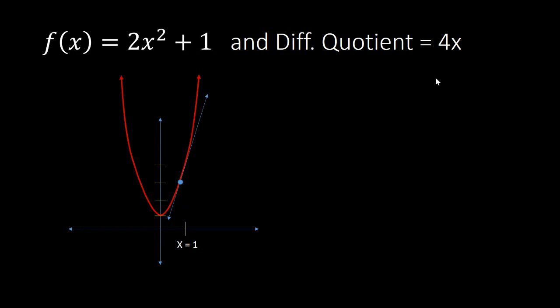So let's throw a 1 into that. So again, I'm just using that here, and I'm throwing the 1 where the x goes. And it's telling me that, all right, at this particular moment in time, when x was 1, the slope of the tangent line is 4. So the slope of this line is 4.